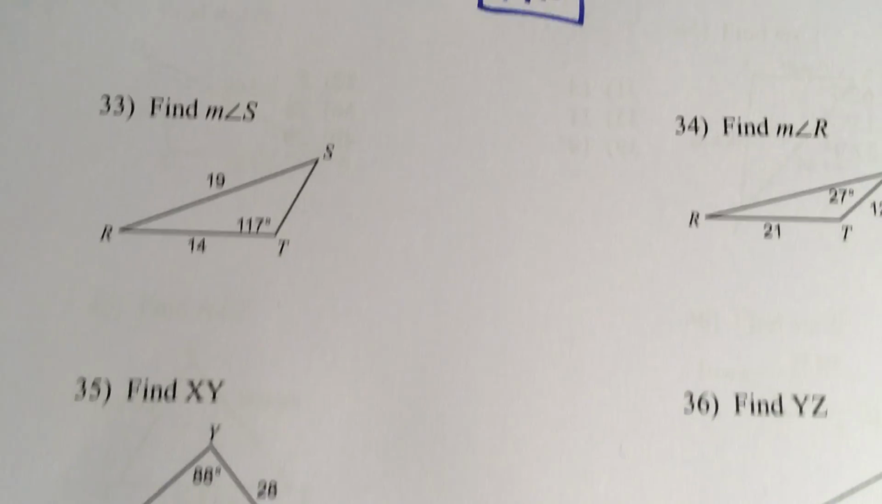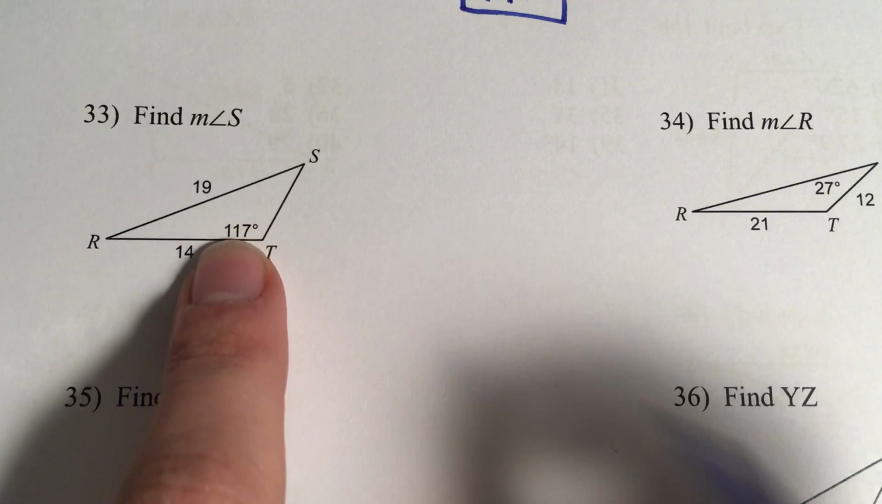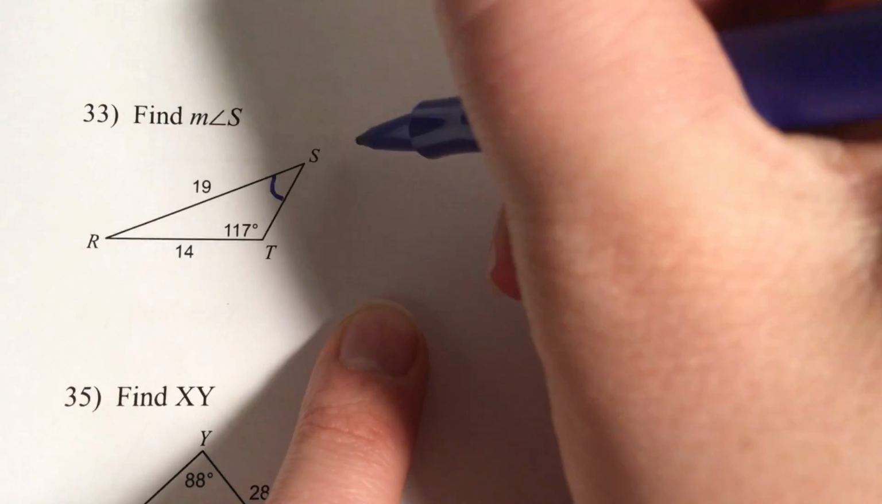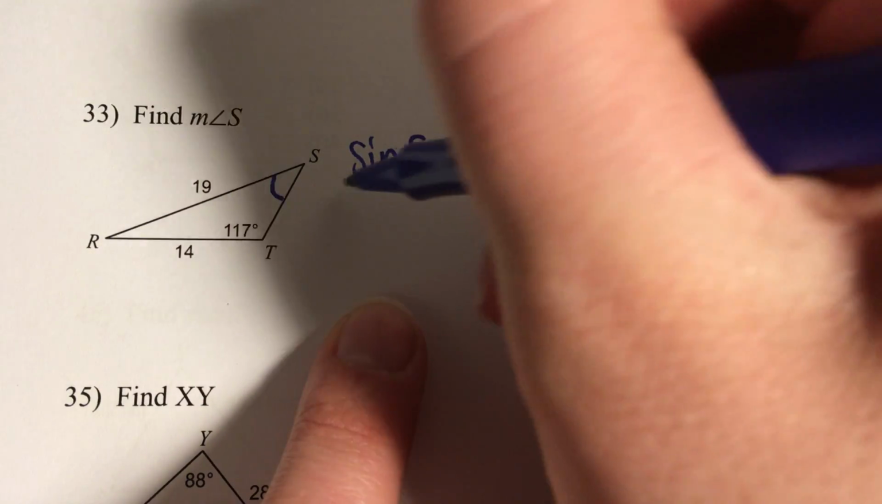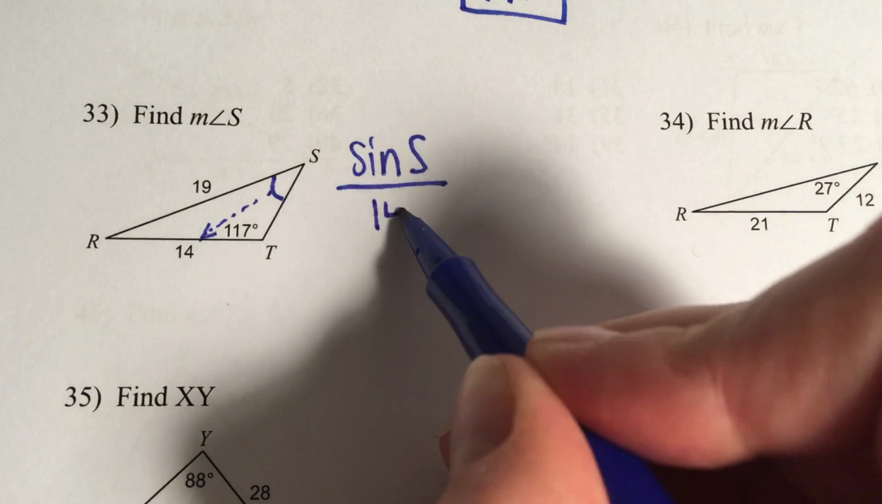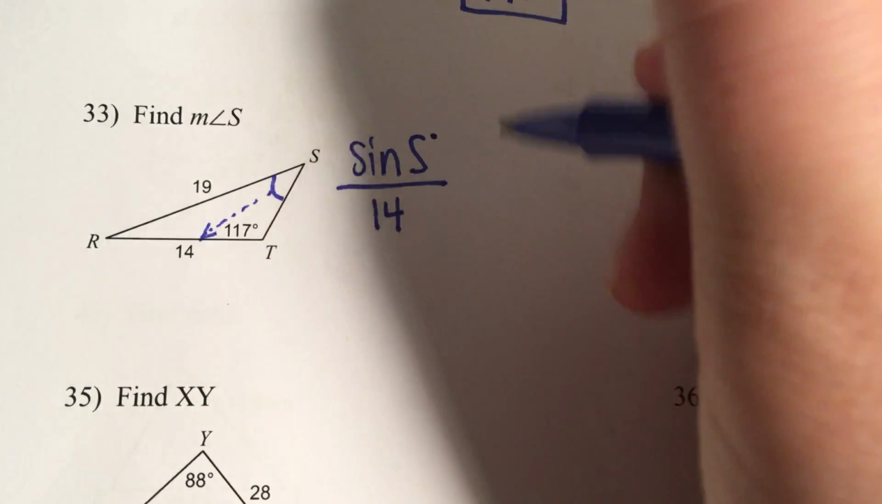This is slightly different if you have something like this where you're trying to find an angle. So in this case, I'm trying to find this angle here, find the measure of angle S. So I'm going to start by writing sine S on top. And then the side that goes across from it is 14. So I'm going to put 14 on the side here.